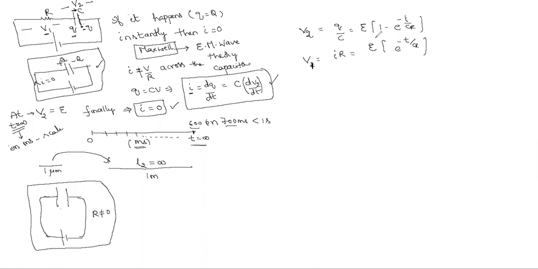These two equations are saying clearly that V1 gradually decreases and finally becomes 0, and V2 gradually increases and finally becomes E. Okay? Understood, sir. Very good. So try to remember these 2 points.